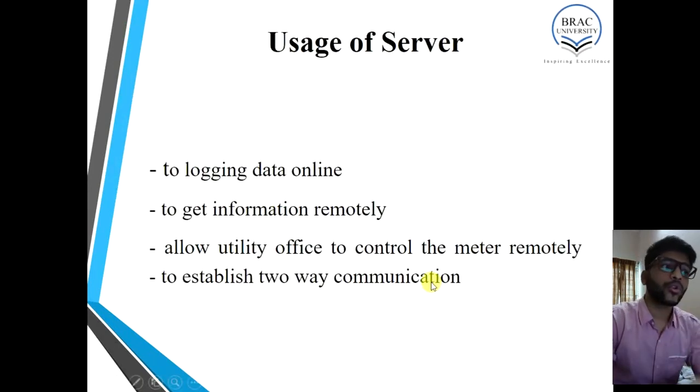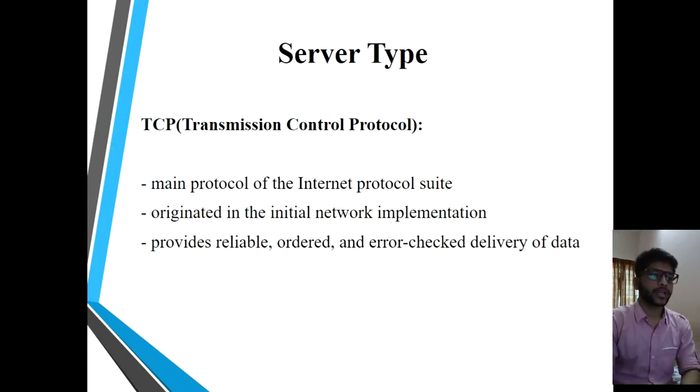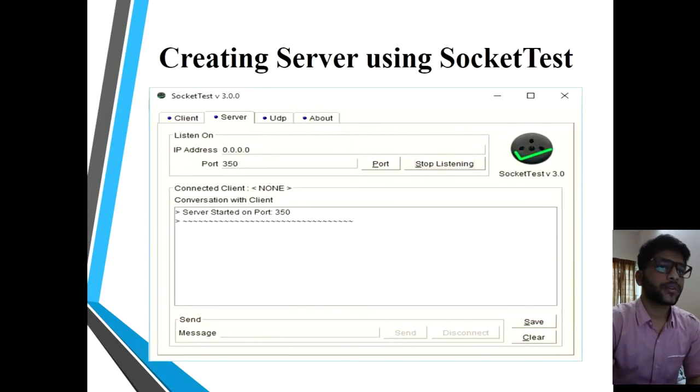We have used a server to log data online, to get information remotely, to allow the utility office to control the smart meter remotely, and to establish two-way communication. The server type we have used is a TCP server. Its main protocol of the Internet Protocol suite, operated in the initial network implementation, provides reliable, ordered and error-checked delivery of data. This is the software we have used, Socket Test.